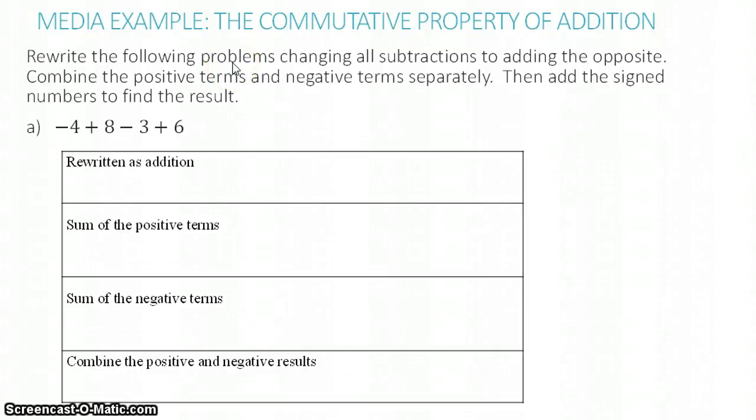In the next examples, we're going to rewrite addition and subtraction problems solely as addition and then use the commutative property of addition to add our results. So first, let's rewrite this problem as solely an addition problem.